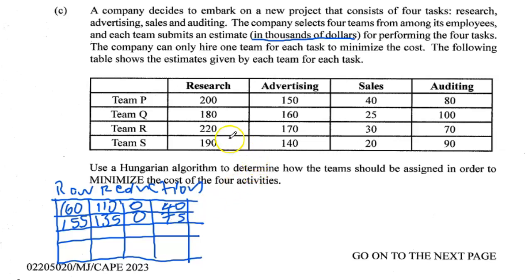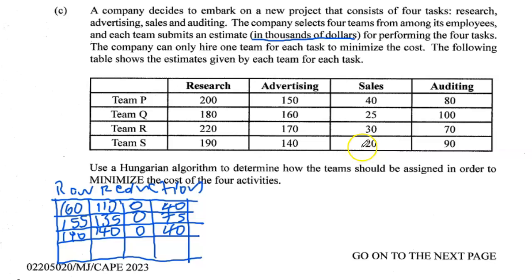Now we move on to row 3. The smallest value in row 3 is 30. So we're now going to subtract 30 from every other value in row 3. So 220 minus 30, that's 190. 170 minus 30, that's 140. 30 minus 30, that's 0. And 70 minus 30, that's 40.